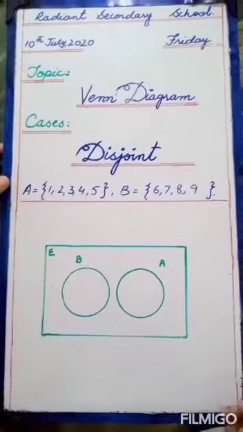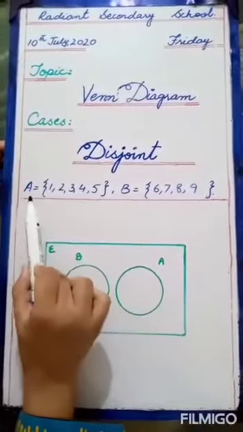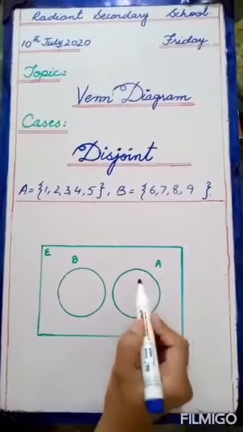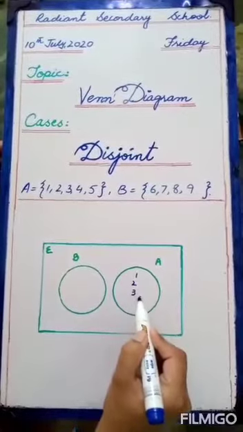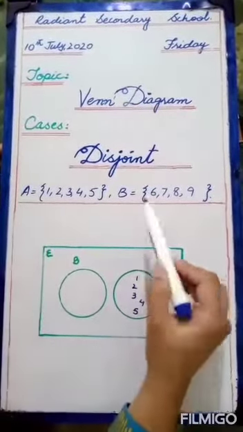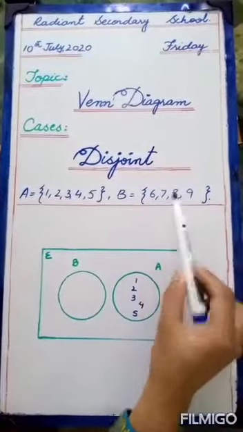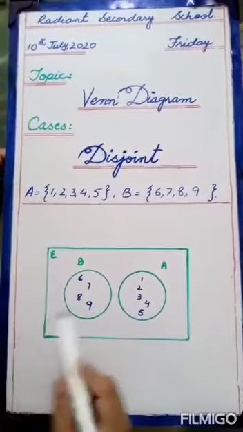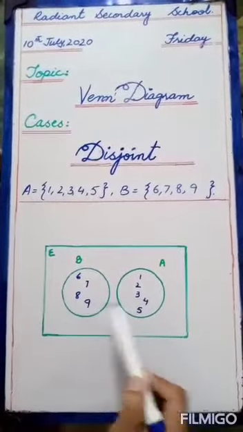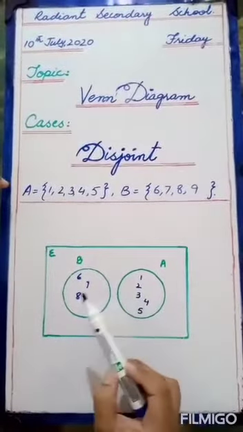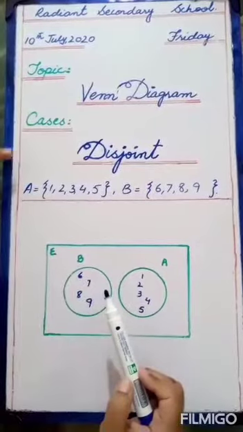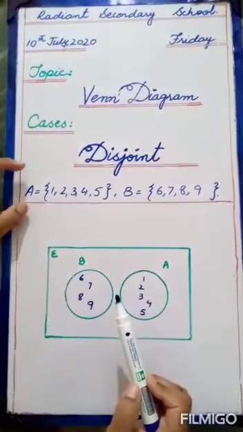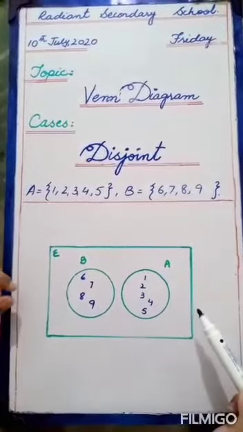Okay, again now we have to write the elements of the sets. In the set A, the elements are 1, 2, 3, 4 and 5. So this is the set A. We will write elements 1, 2, 3, 4 and 5. And the elements of set B are 6, 7, 8 and 9. So we have to write 6, 7, 8 and 9 in the set B. In this way we have to write the elements of both the sets, and remember that first of all, with the help of the sets, you will observe which type of diagram you have to make. So this is the diagram for the disjoint.